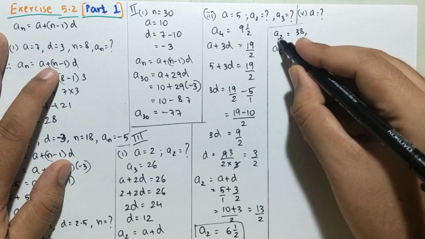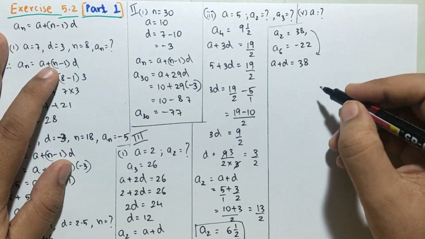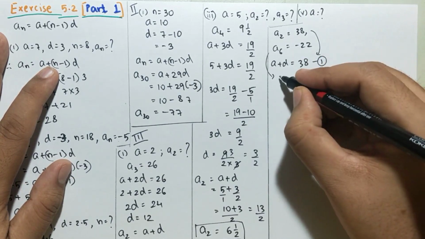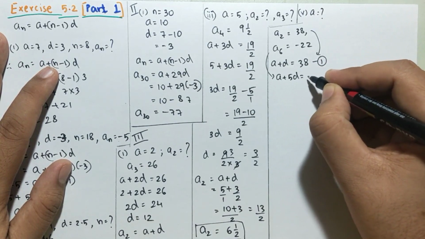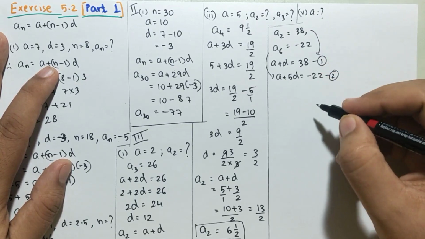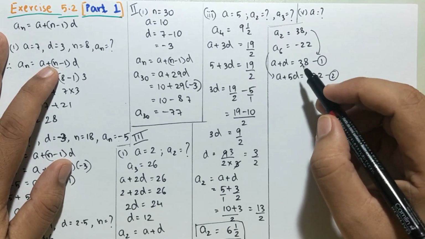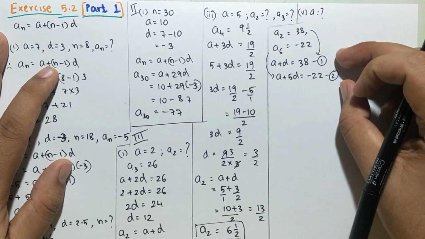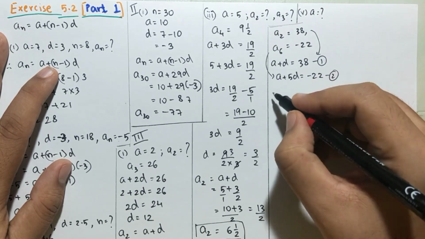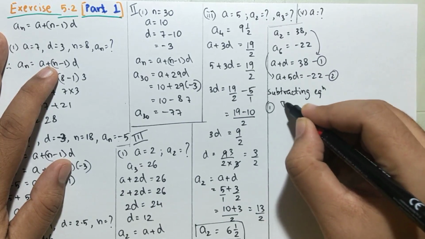So what is A of 2? This A of 2 can be written as A plus D equals 38. Keep it as it is, equation number 1. This A of 6 can be written as A plus 5D equals minus 22. This is my sixth term. Can you see that both the variables A and D are in both the terms? This gives you a hint that we have to do elimination in these two equations. The coefficient of A is the same, so simply subtract equation 1 and 2.